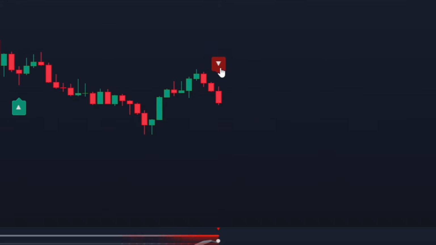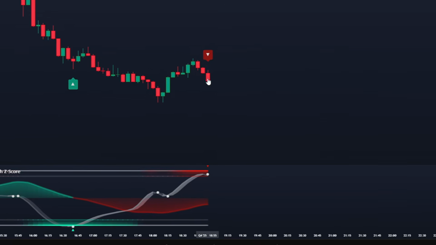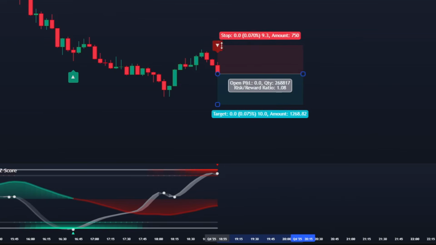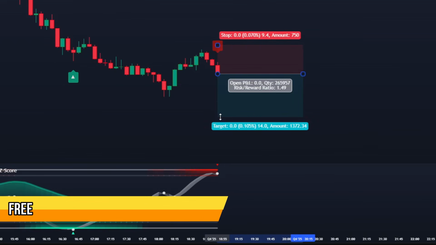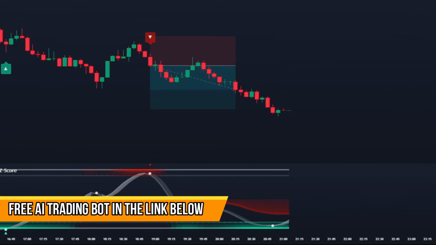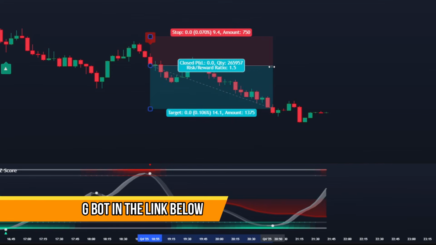Again, I don't blindly sell on the arrow. I wait for price to confirm, usually with a strong bearish close or bearish engulfing candle. Then I enter the sell trade. Place my stop loss just above the recent swing high and target 1-to-1 or 1-to-1.5 risk to reward or the nearest support level. Also, avoid stacking trades.